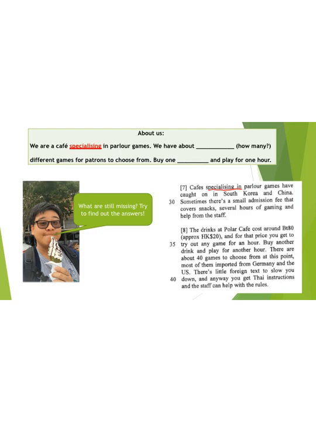Okay, how about the remaining blanks? We have about blank different games. Games is a noun, so obviously this is an adjective. Here we can find the number, that is 40. And then the remaining one, buy one blank. This one is a noun, and in paragraph 8, you can find the answer. Buy another drink and play for another hour. So buy one drink and play for 1 hour.